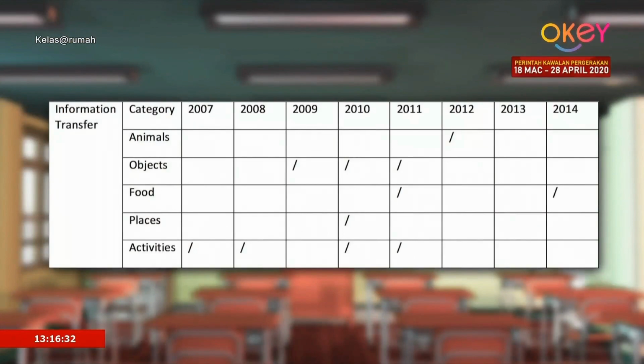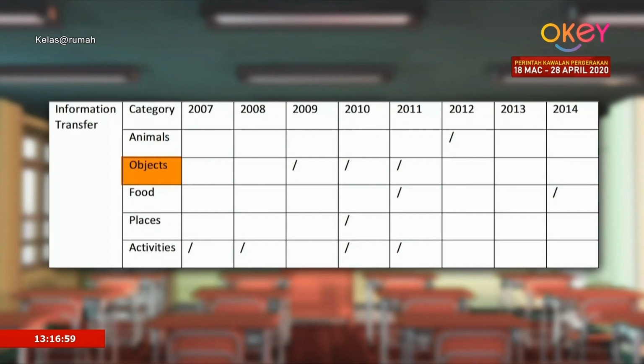Analysis of topics. Let's analyze the topics that appeared in previous UPSR papers. In the past, there were 5 main topics: animals, objects, food, places, and activities. The most popular topic was activities. It appeared 4 times in 2007, 2008, 2010, and 2011.